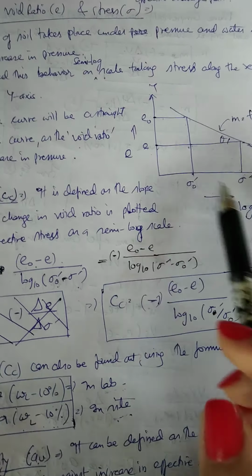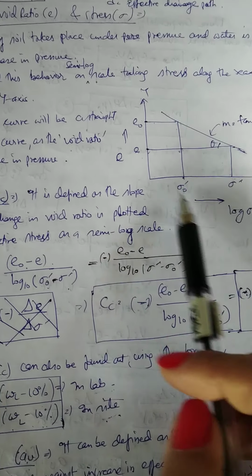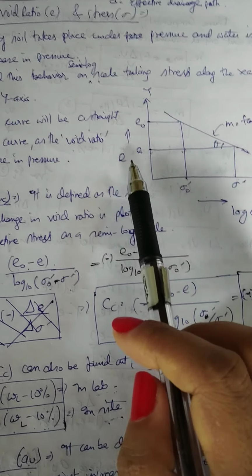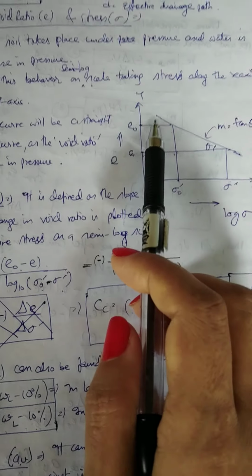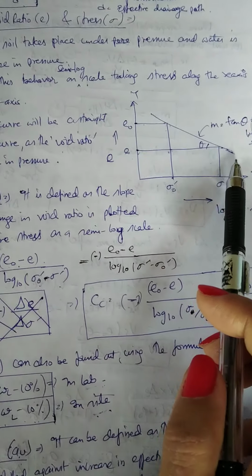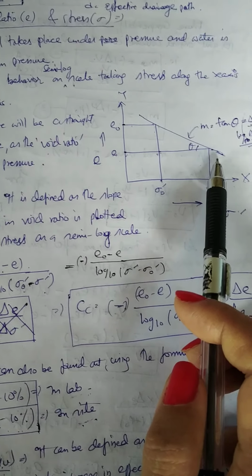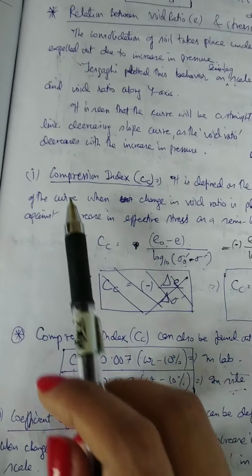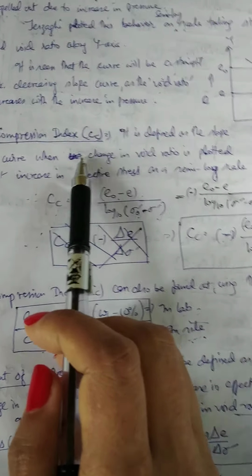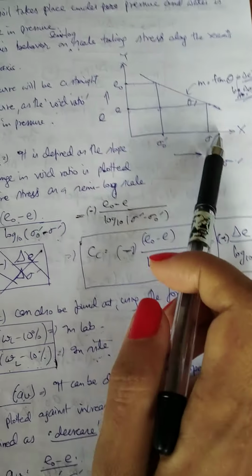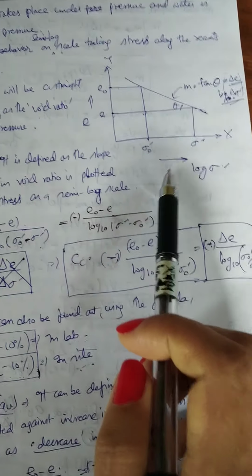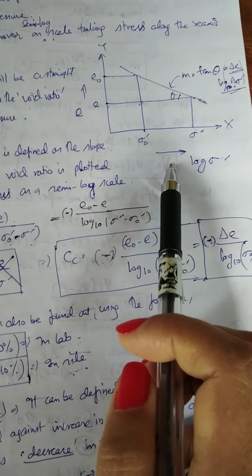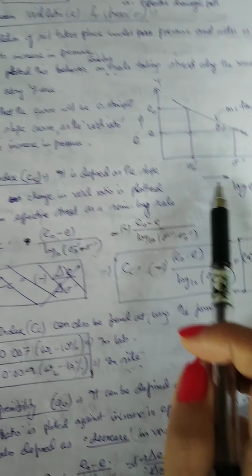When he took the effective stress on a log scale and e as the ordinate, he saw that the graph obtained is a decreasing straight line, right? So according to him, the first definition he gave was the compression index Cc. This is nothing but the slope of that curve that he has drawn, taking the effective stress on a log scale, right?